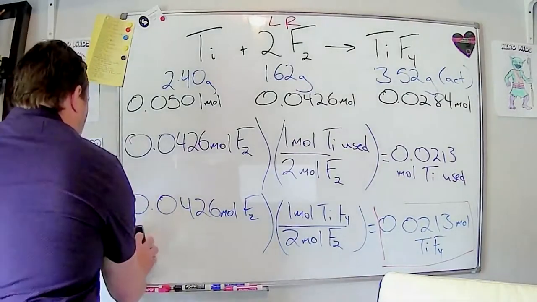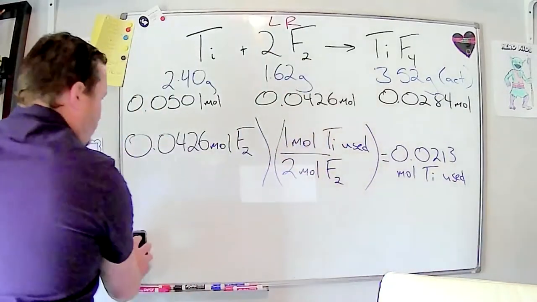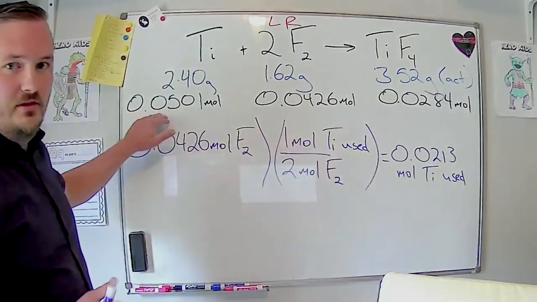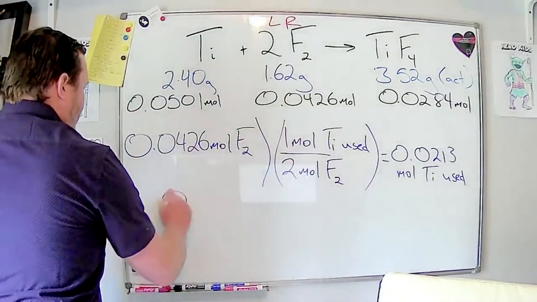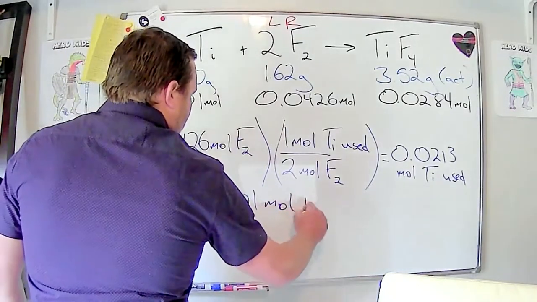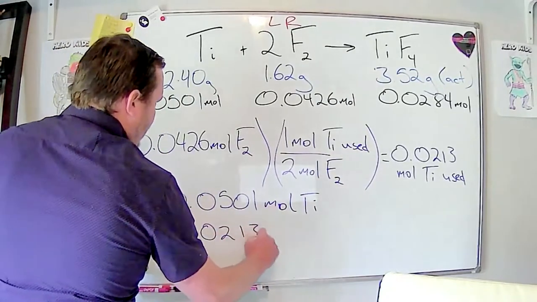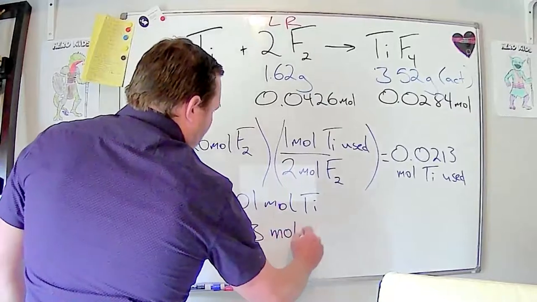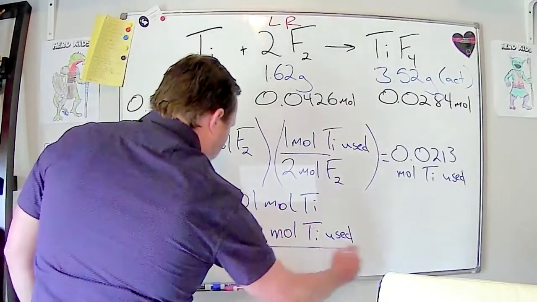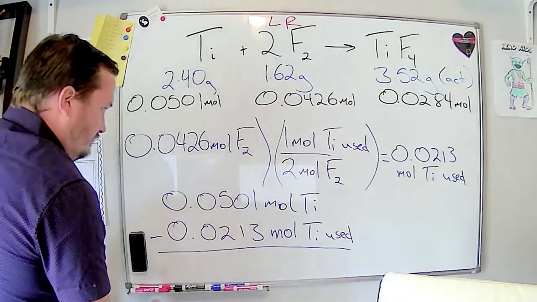So if we want to know how much we have left over, all we have to do is compare how much we used to how much we started with. So our excess reactant is just going to be 0.0501 moles of titanium minus the amount that we use, 0.0213 moles of titanium. Right, and then just a matter of plugging that in.